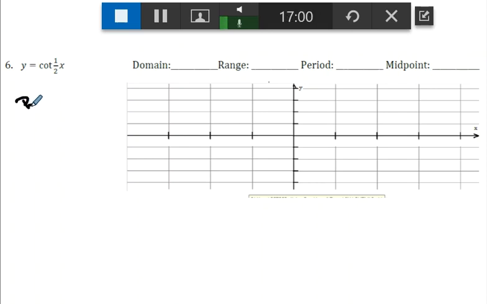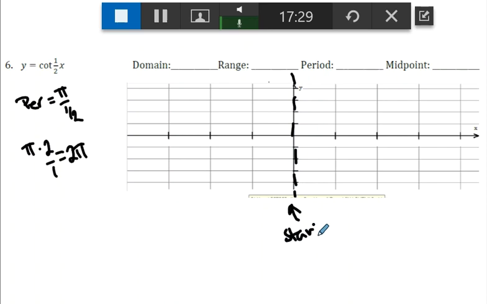So now my period is going to be pi divided by 1/2, which is pi times 2 over 1, which is 2 pi. All right, so remember I said you're going to transform the left asymptote first. I'm not shifting left or right, so the left asymptote is actually going to stay put. Start with the left asymptote.